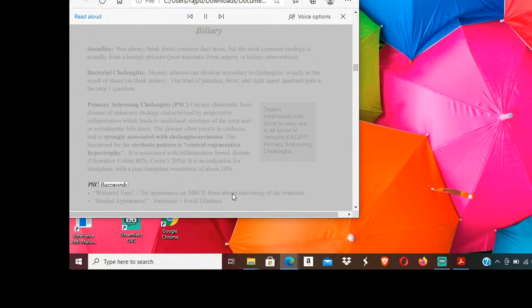PSC buzzwords. Dilated intrahepatic bile ducts is very rare in all forms of cirrhosis, except primary sclerosing cholangitis. Withered tree, the appearance on MRCP, from abrupt narrowing of the branches. Beaded appearance, strictures plus focal dilations.